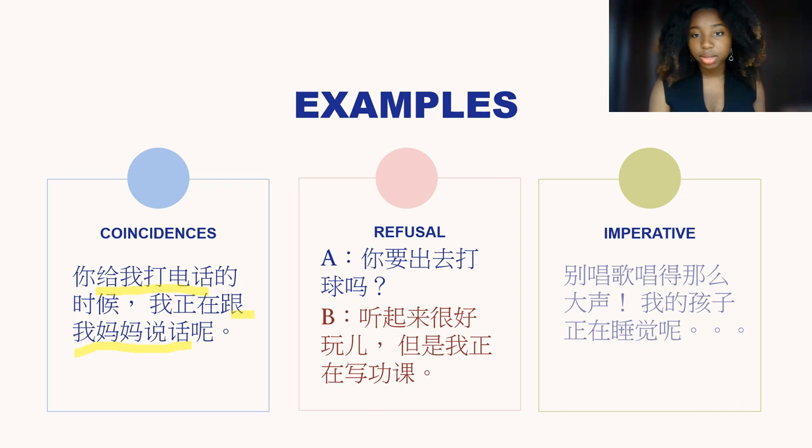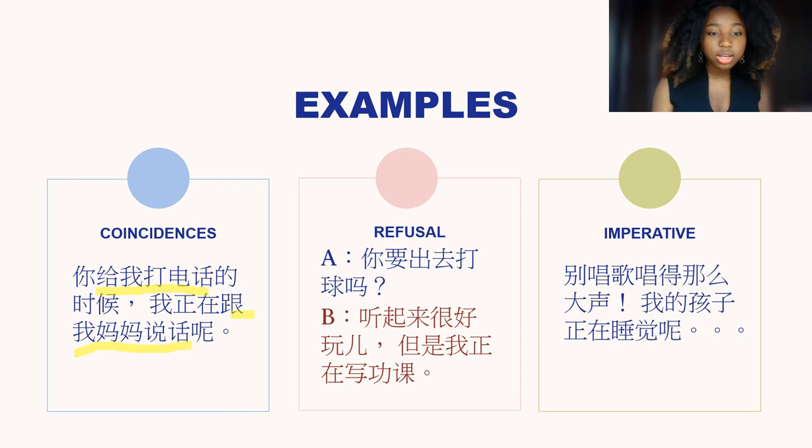The third is imperative. 别唱歌唱得那么大声。我的孩子正在睡觉呢。Don't sing so loudly. Remember 唱得 with 得. We can then go ahead and describe how that action is being done. 那么 shows the degree, 那么大声. 声音 is sound, 大 is big, so 大声 is loud. Don't sing with such a loud voice. Why? 我的孩子正在睡觉呢, my kid is asleep. If not, y'all are gonna catch these hands.